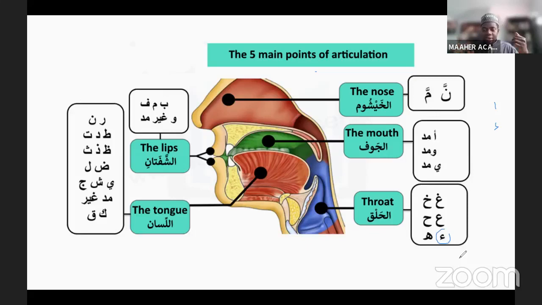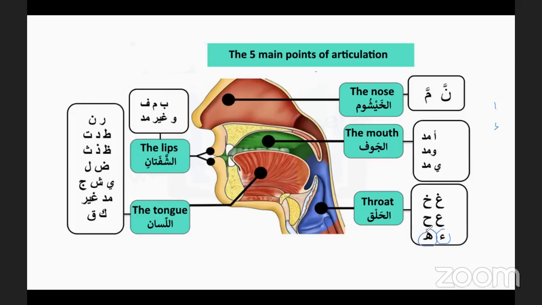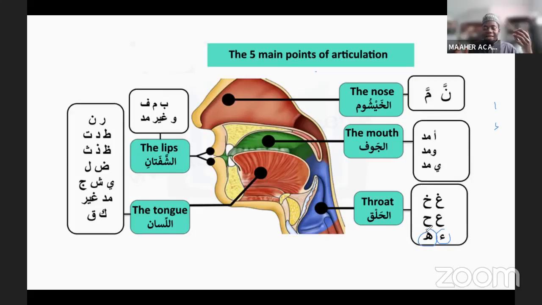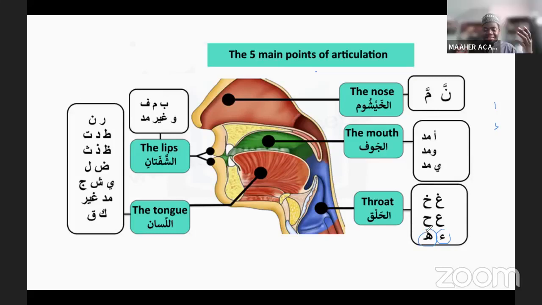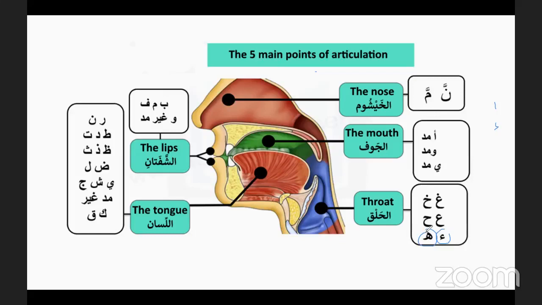Great. Aliyah, what about you? How do you pronounce the Ha? Ha, ha. Say it. Ha. All right? So you see the vibration, right? So the Ha is pronounced with vibration.